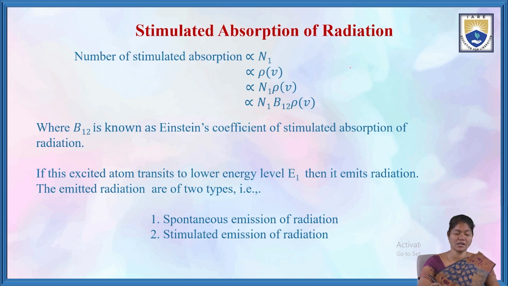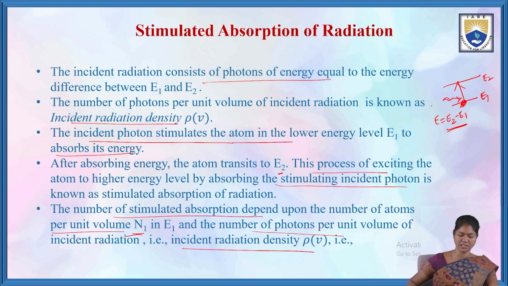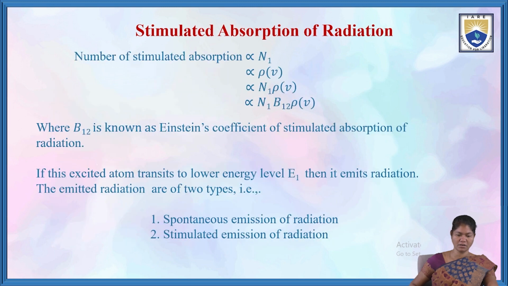Here N1 is the number of atoms per unit volume in the energy state E1. So the number of stimulated absorptions is proportional to the number of atoms per unit volume in the energy state E1, and it is also proportional to the incident radiation density, so that it is proportional to N1 as well as rho of nu. So this is equal to N1 B12 rho of nu.